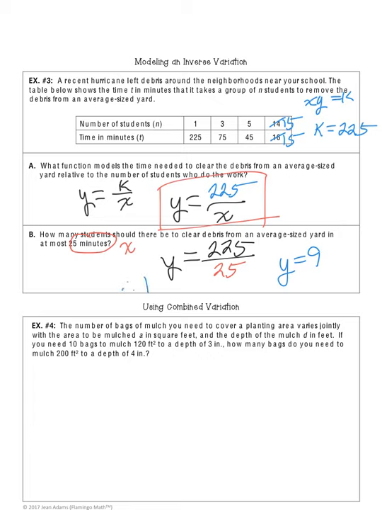There should be 9 students. Now you are going to see in your answer that I'm answering the question in a complete sentence. So again, if you don't answer the question in a complete sentence, I will probably know that you copied offline or you weren't paying attention to the details in this video. So pay attention to details.